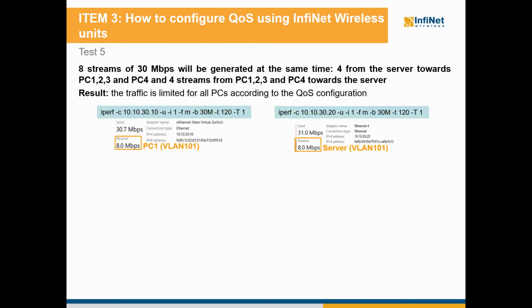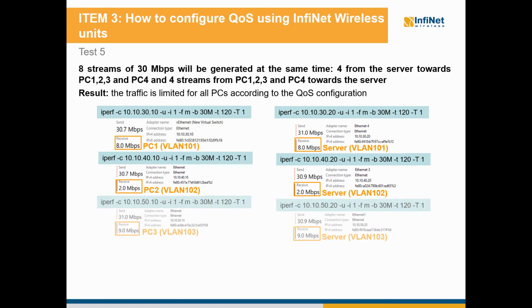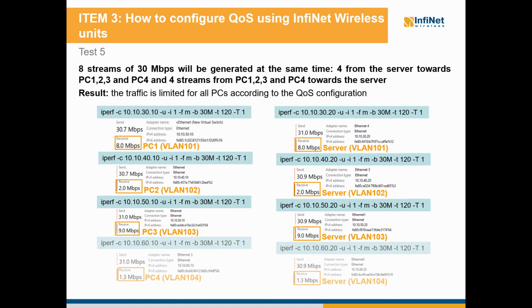So the VLAN 101 traffic gets about 16 megabits per second, 8 in uplink and 8 in the downlink direction. The VLAN 102 traffic is limited to a total of 4 megabits per second. In VLAN 103, the total bandwidth is about 18 megabits per second. And the VLAN 104 traffic is limited to about 2.6 megabits per second, also split 50-50 between uplink and downlink.